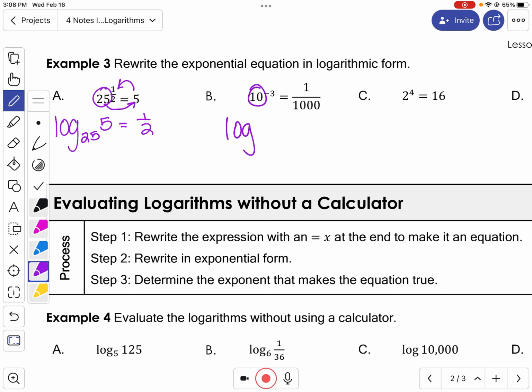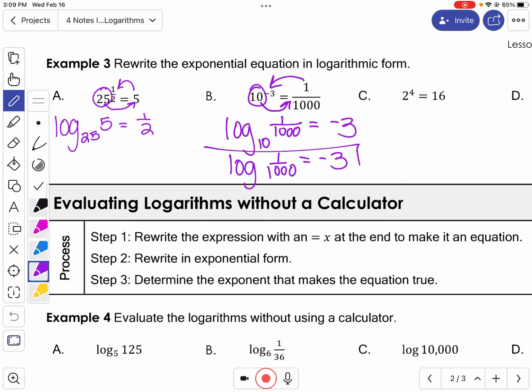So this one, I'm going to have log. My base on this one is 10. So actually this is a common log. So I'm going to go ahead and write the 10, and then I'll show you need to get rid of it. So log base 10 of 1 over 1,000 equals -3. So you would write it as log of 1 over 1,000, because anytime your base is 10, that's a common log, and so it's just understood that you wouldn't put a 10 there.